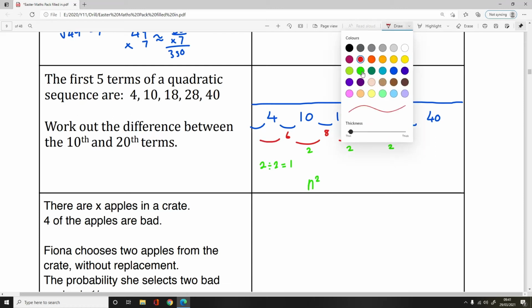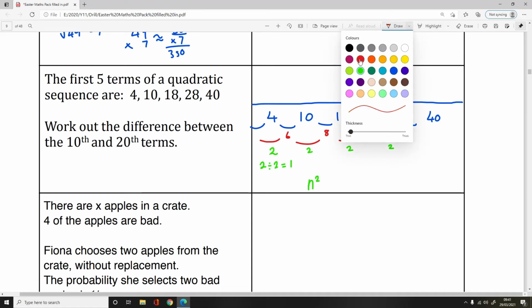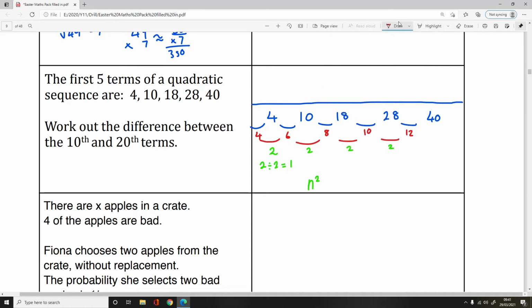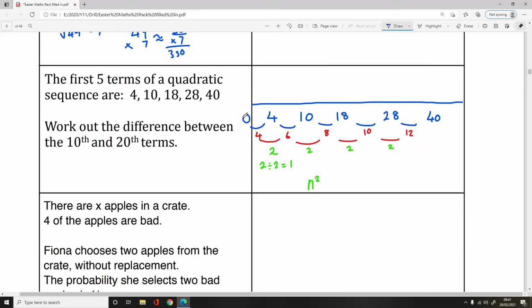So going back a term, this was a 2 still, which means that this is a 4, which means that this number here was a 0. Okay, so that's my 0 term. So that means that at the end of this is going to be plus 0.